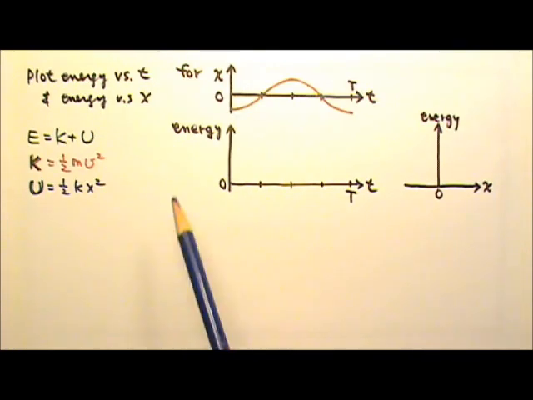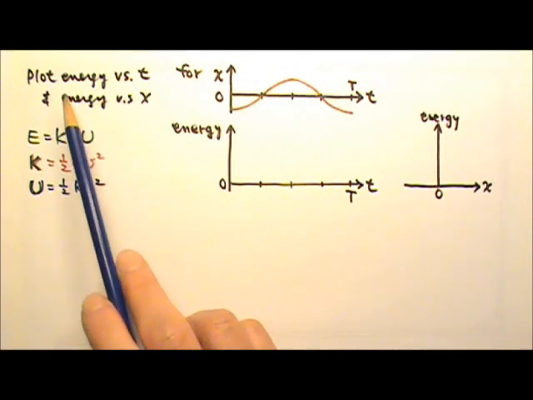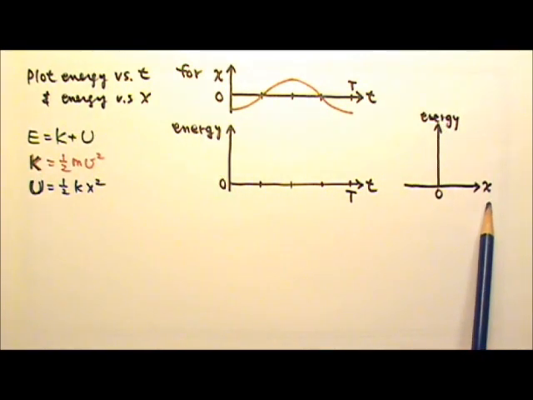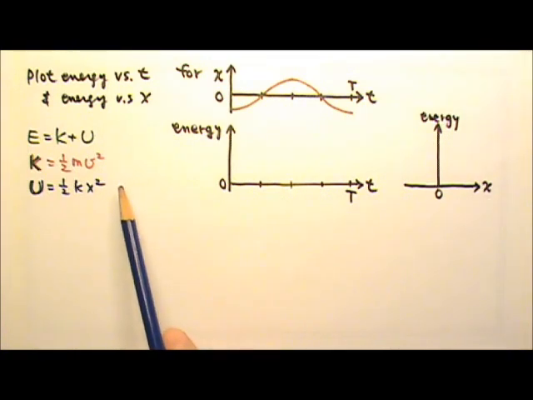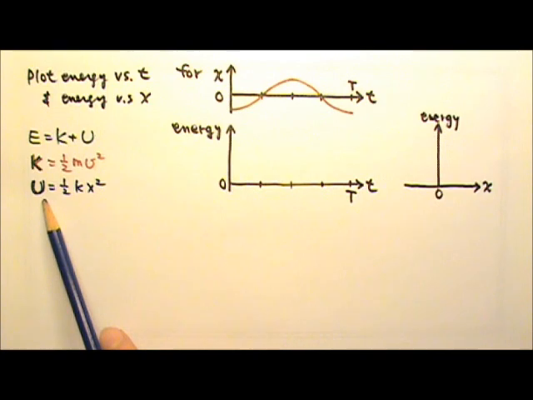Suppose an oscillator has a position versus time graph like this. Let's plot energy versus time graph and the energy versus position graph. Do this for the total mechanical energy E, kinetic energy, and potential energy.